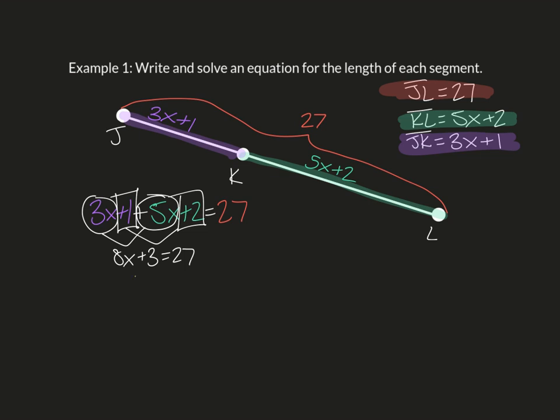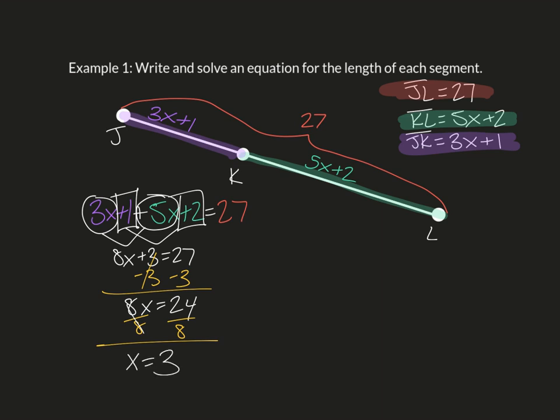Going to subtract 3 on both sides. When I do that, I get 8x. Oh, hold on. I get 8x equals 24. And hopefully you can do that in your head. 8 times what is 24? If not, you divide by 8 on both sides, and you end up with x equals 3.